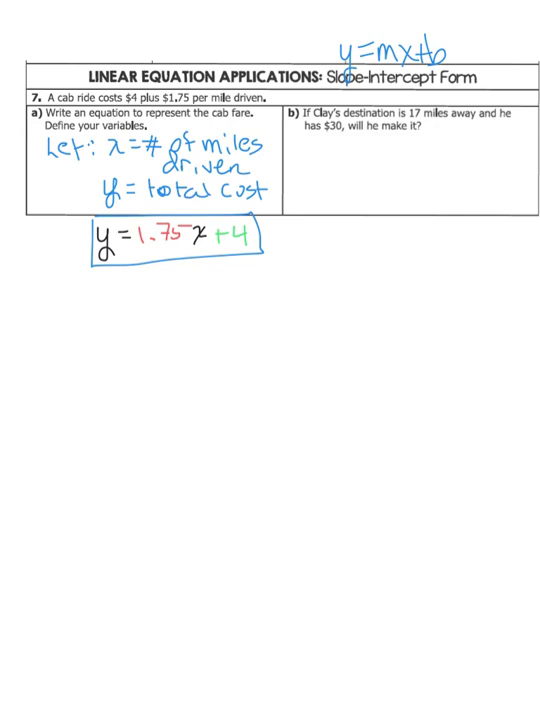Then the second step says if Clay's destination is 17 miles away and he has $30 in his pocket, will he make it? So the thing that drives this equation is the number of miles. So we're going to take the 17 miles and plug it in for x because that's what x is. And we're going to compare that to the amount of money he has in his pocket because that's going to give us the total cost. And then I can see, does he have enough money? So we're going to take our equation and substitute in that 17 miles.